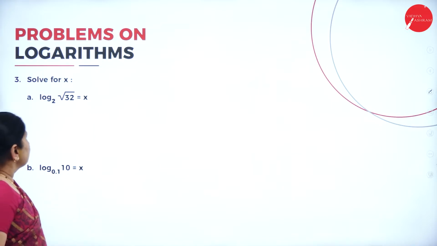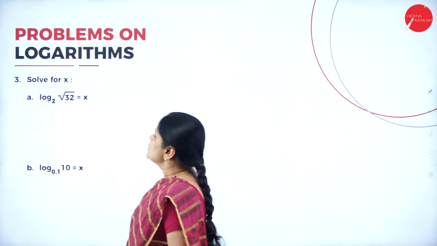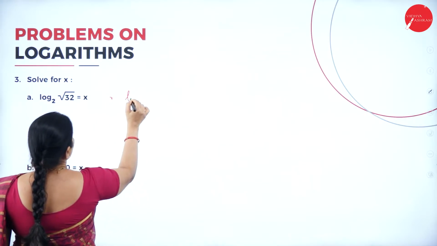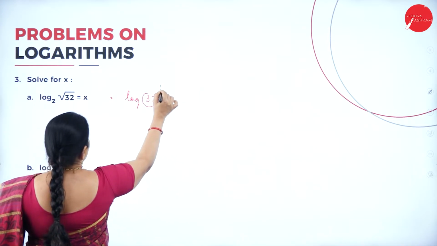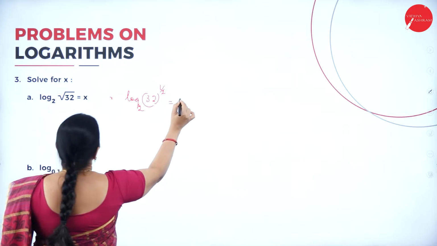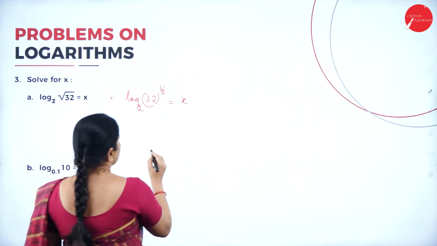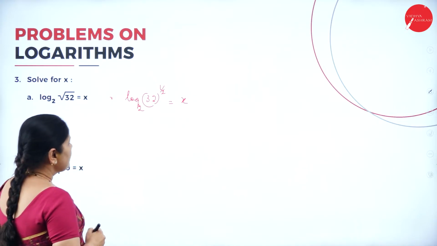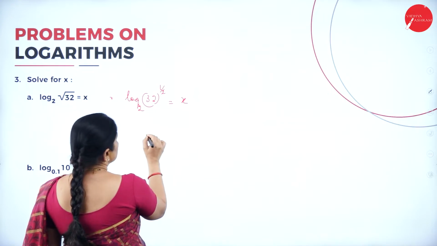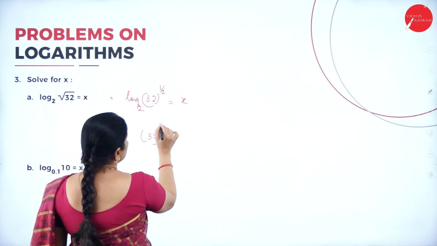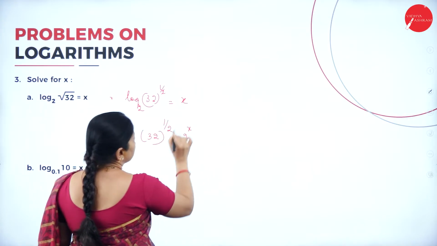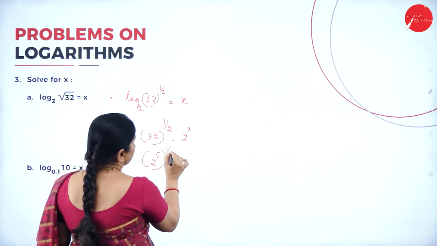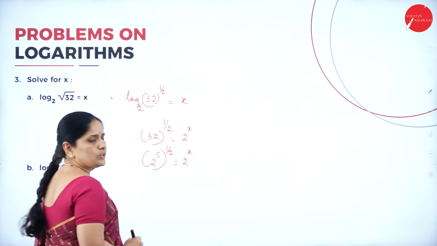So now let us solve for x. They have given us this number: log of root of 32 to the base 2 equals x. Now this can be rewritten as log of 32, so square root can be expressed as half, to the base 2 equals x. This 32 can be rewritten as 2 to the power 5. So if I remove the log, this will be equal to 32 to the power half equals 2 to the power x. Now when I simplify this further, I will get 2 to the power 5 whole to the power half equals 2 to the power x.